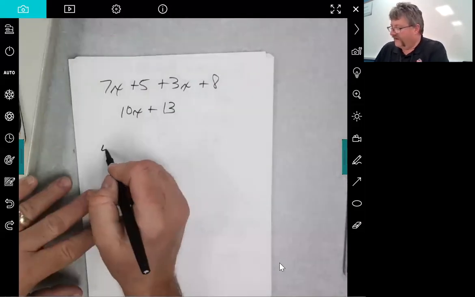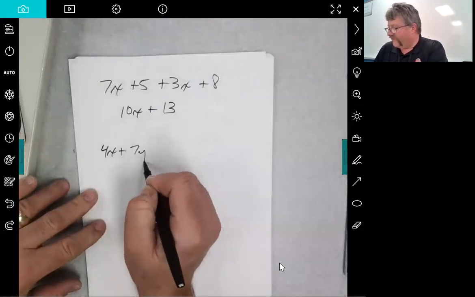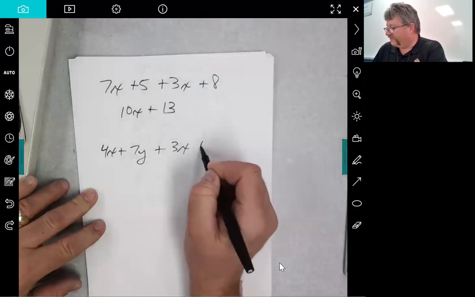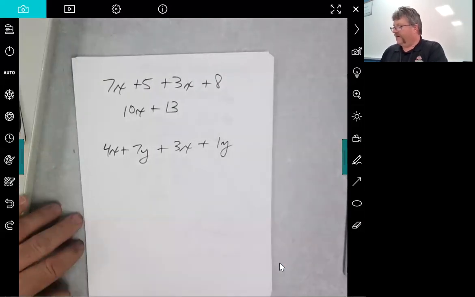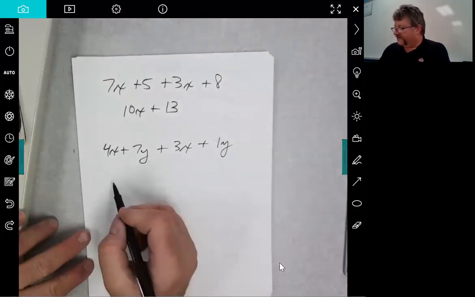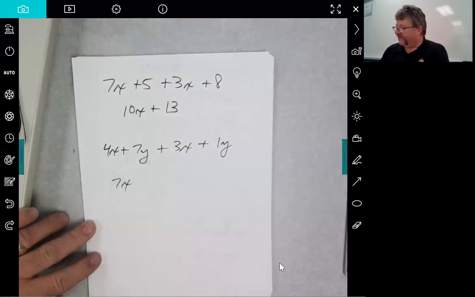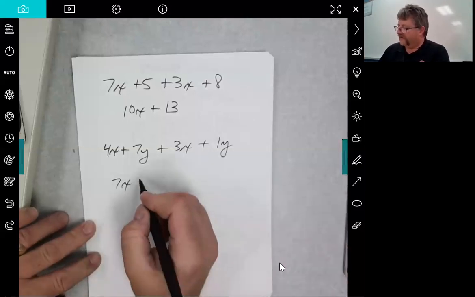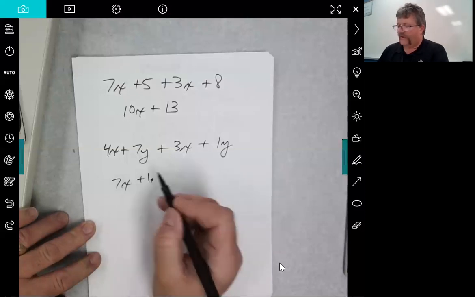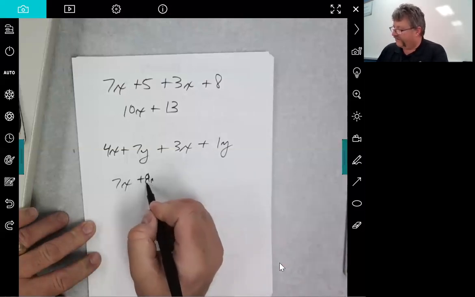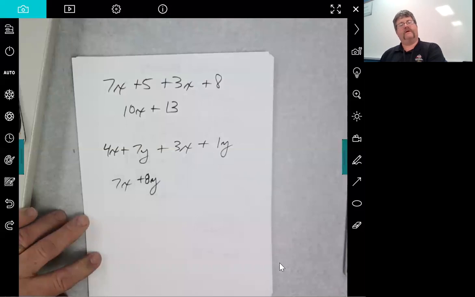Okay. 4x plus 7y plus 3x plus 1y. The 3x and the 4x is going to give me a 7x, and the 7y and the 1y is going to give me an 8y. Okay.